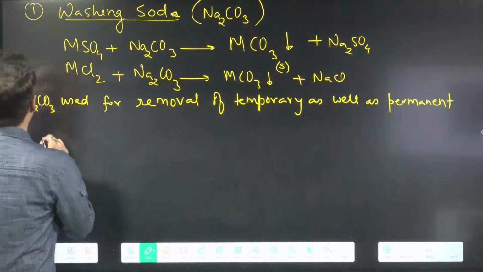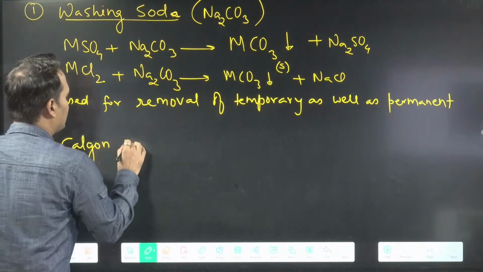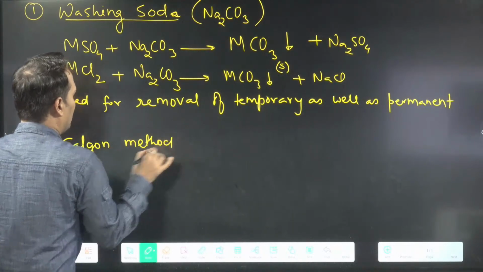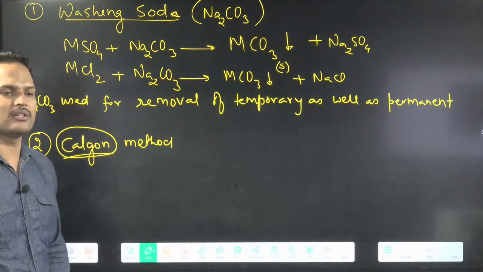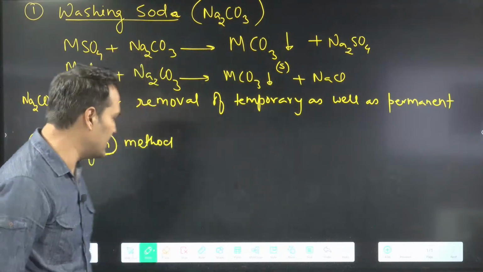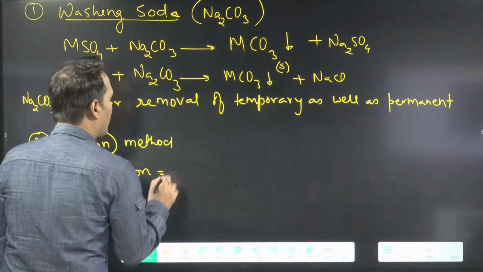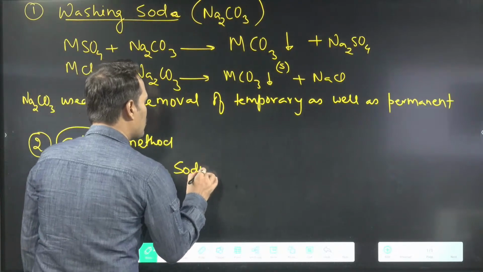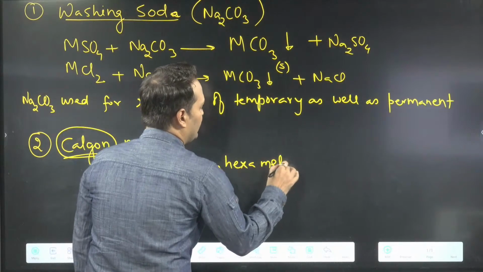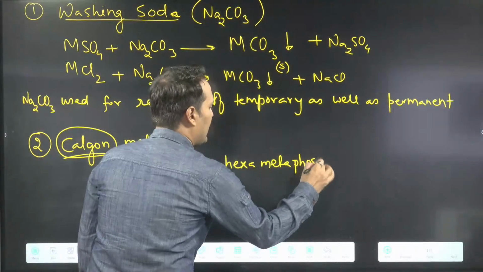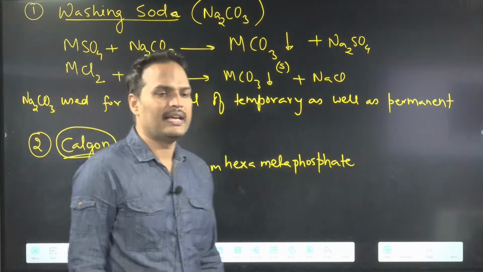Okay, now there is the second method. What is the second method written there? That is your Calgon method. Now the point is, what is this new thing? Calgon, we have never seen this before. What is Calgon? Calgon is nothing else but a commercial name of sodium hexametaphosphate. Do you know what is metaphosphate?